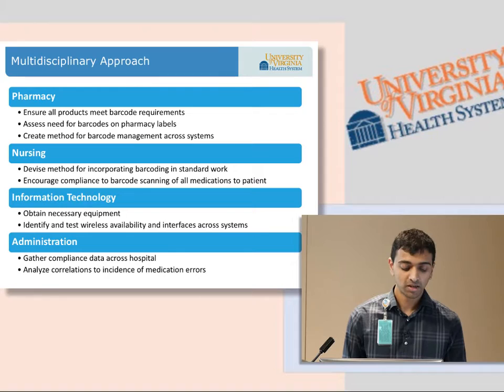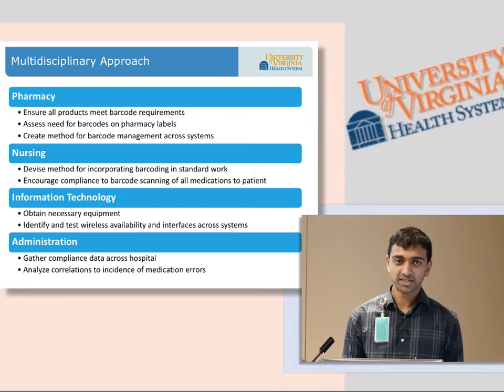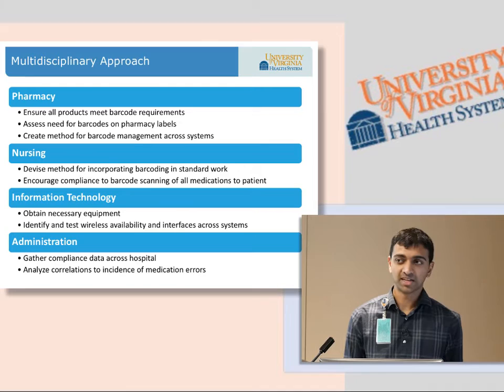For IT, the requirement is that the necessary equipment is in place. So do we have enough barcode scanners? Do we have the machines that can make those flag or custom labels to make sure that everything can be scanned in? And then hospital administration, typically you'd want your administration to gather compliance data across the hospital to make sure that the system we have in place is actually successful and being utilized. And you want to gather compliance to barcode medication administration, which is something that they do here on a monthly basis.